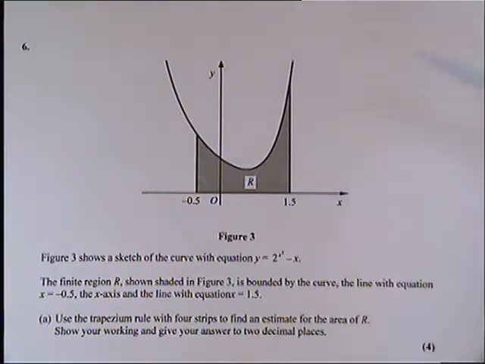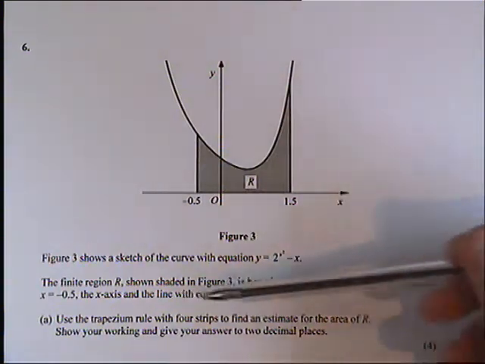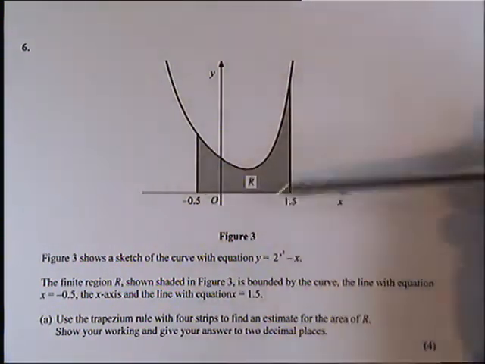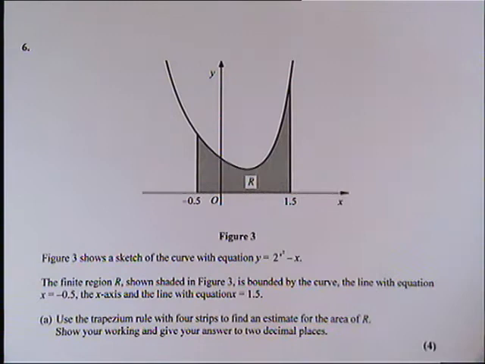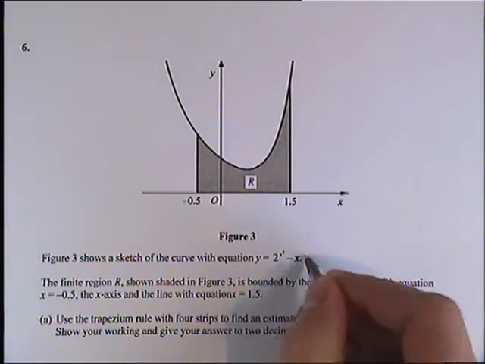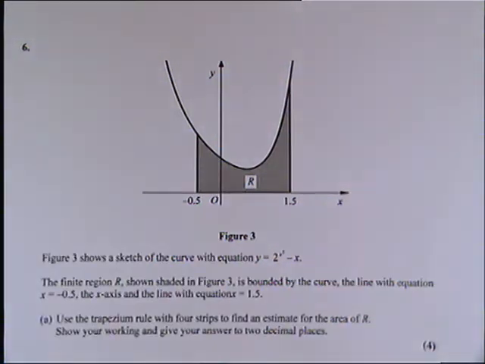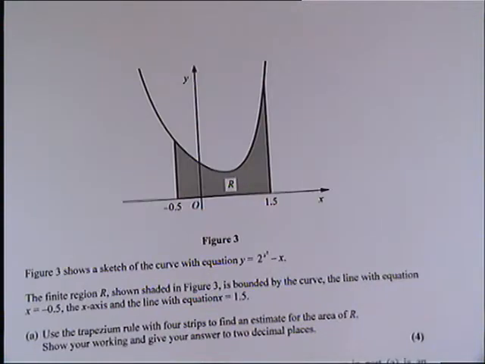This is question 6 from the PPE in March 2020, and it's asking us to have a look at how to use the trapezium rule to estimate the area labelled with R in this case. The equation of the curve is y equals 2 to the power of x squared minus x. It's a little bit tricky, but it should be fairly straightforward. So let's have a look at the start of the question.